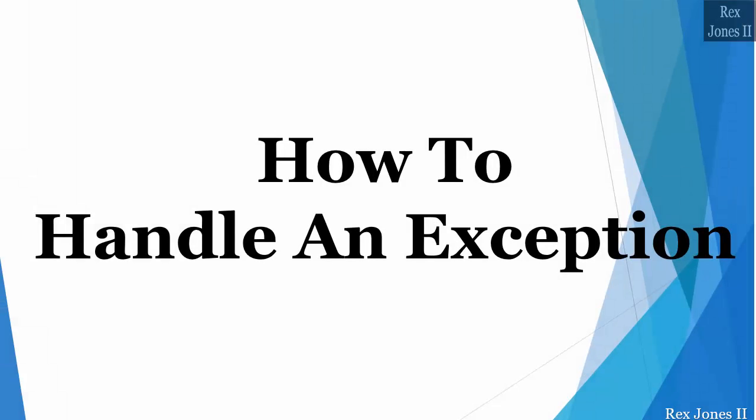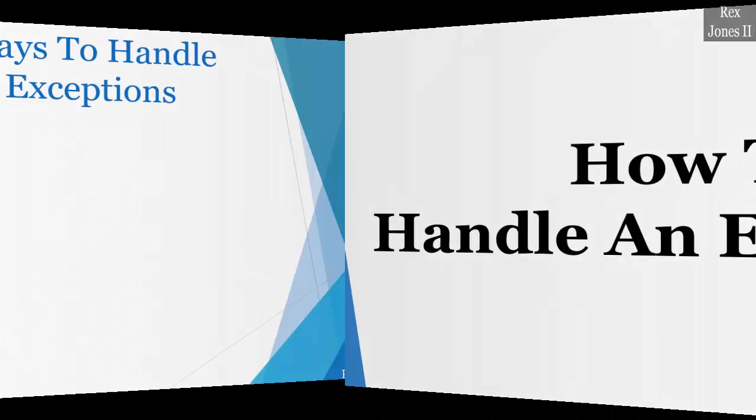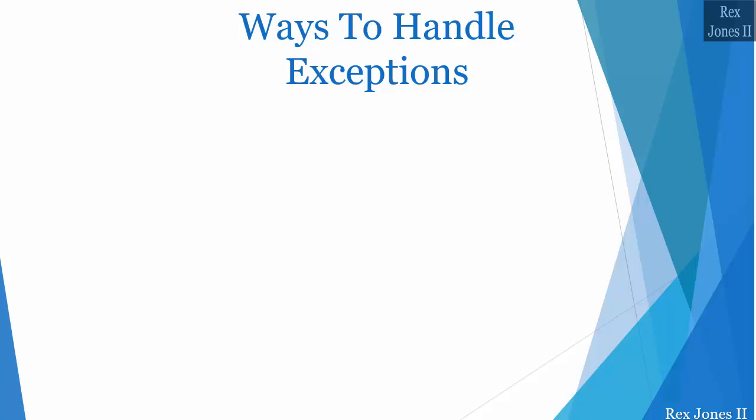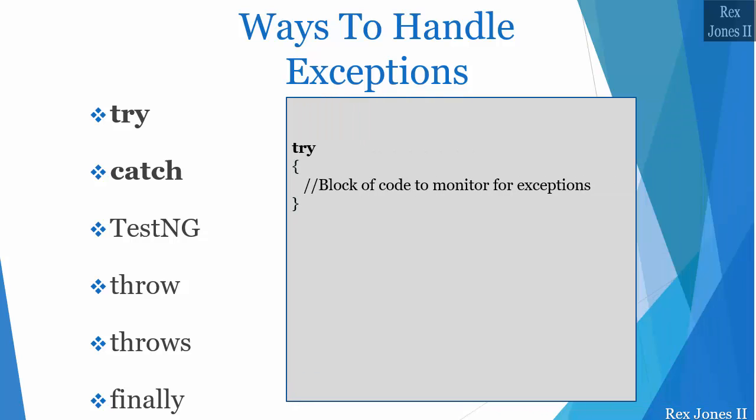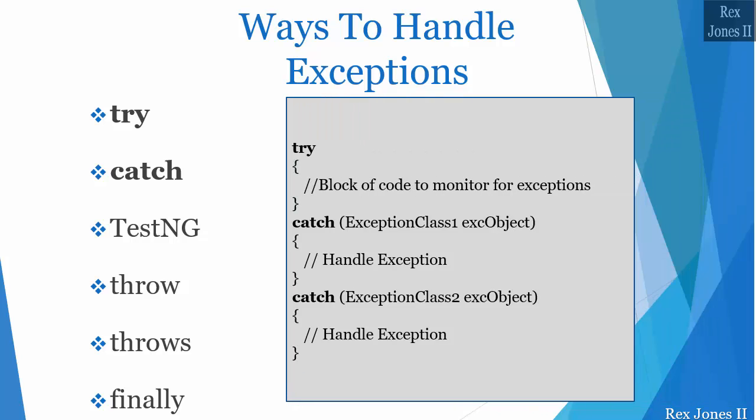How to handle an exception? We handle exceptions using 4 keywords and a test framework. Try, catch, TestNG is the test framework. Throw, throws, and finally. Try and catch are the core of handling exceptions. Try is used to monitor code that may cause an exception. Catch is used to handle an exception if an exception is thrown. We can choose to add more than one catch statement to handle an exception.